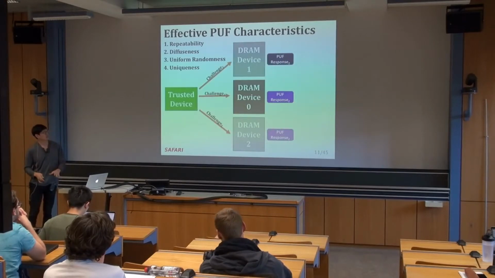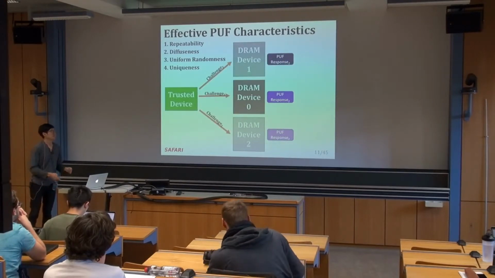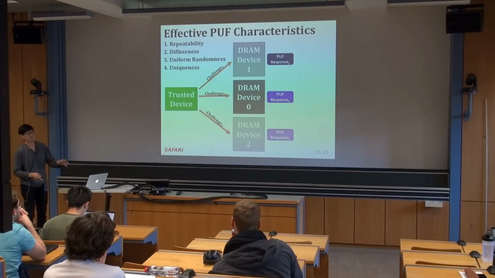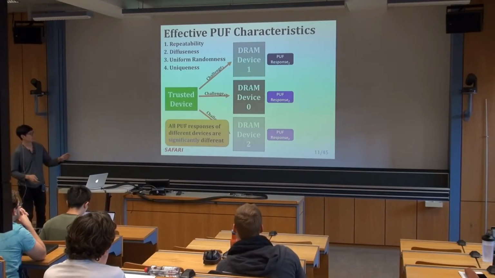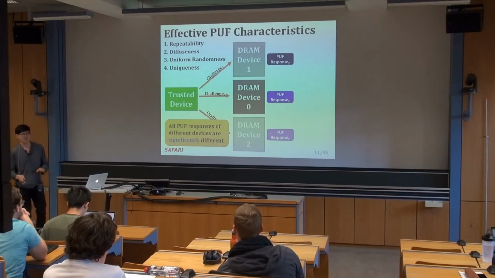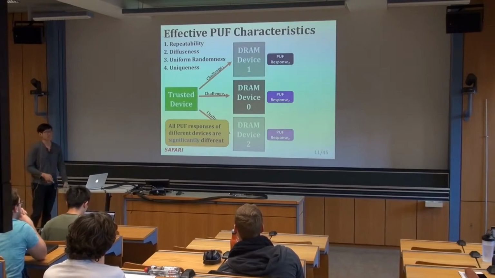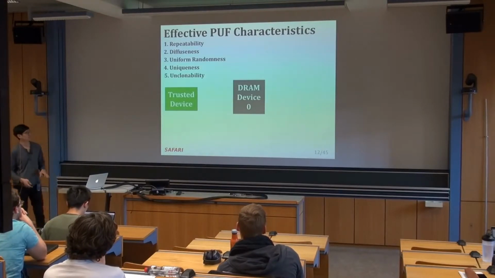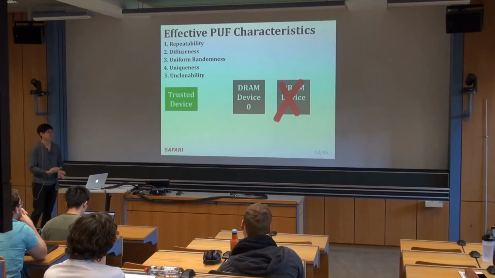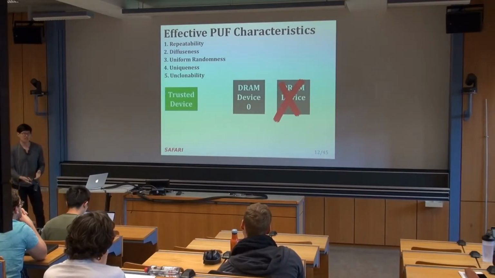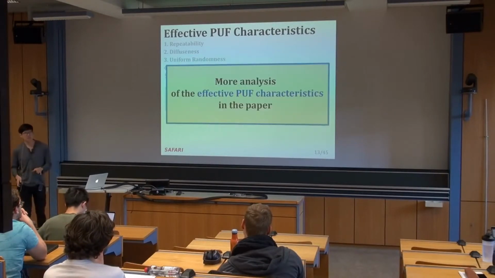The fourth is uniqueness, where if you have multiple DRAM devices and you send the same challenge Z to each of them, they'll generate PUF responses that are all independent from each other. And so all of these PUF responses of different devices are significantly different, so we can identify which device generated it. The fifth is unclonability, which means that you can't take one of these DRAM devices and physically create a copy that would exhibit the same characteristics as the original device and essentially have the same challenge response pair space. And there are more analyses on these effective PUF characteristics in the paper if you're more interested.